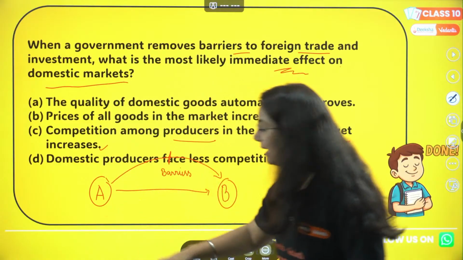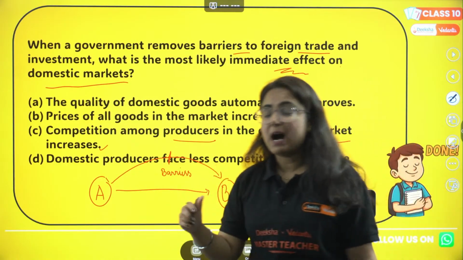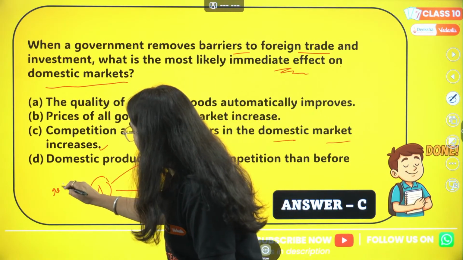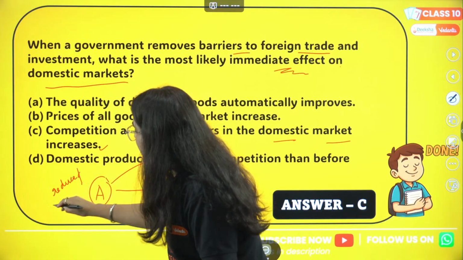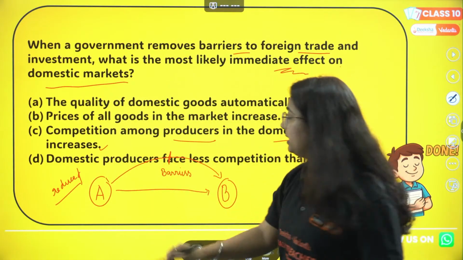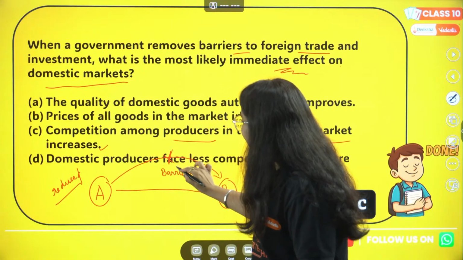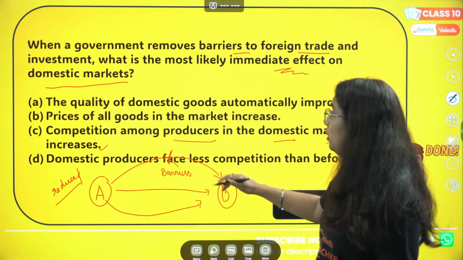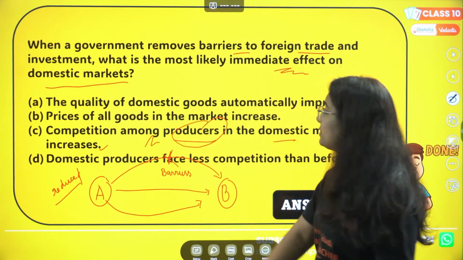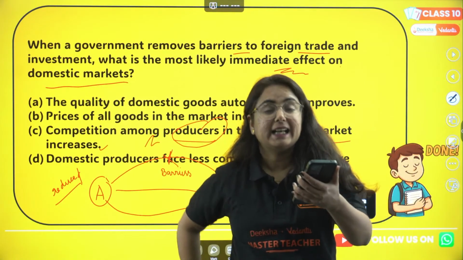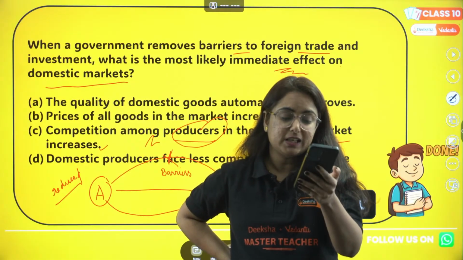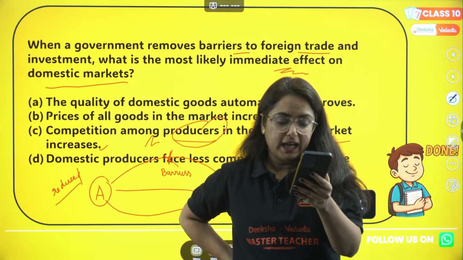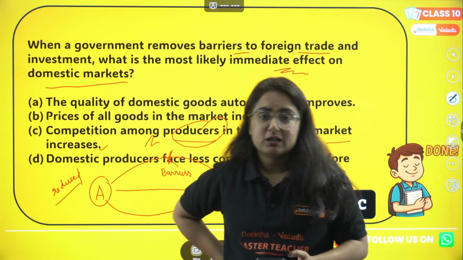Because of these barriers, what happened in the market? There was a reduced flow of products. Now these barriers are removed, and foreign goods are also here. So the competition among the producers in the domestic markets increases. Now they have a competitor in front of them. Got the point or not?